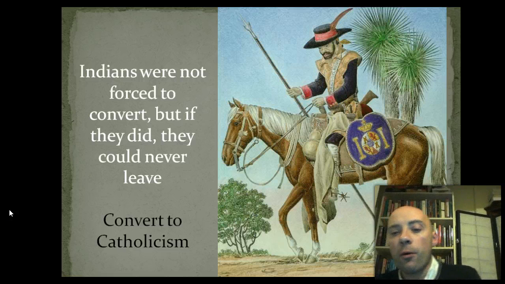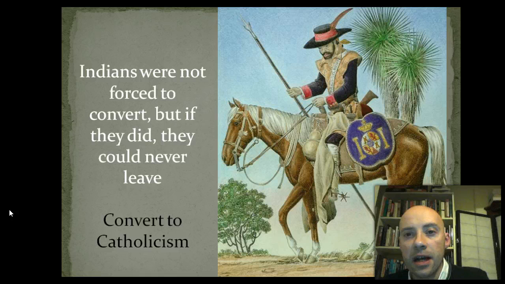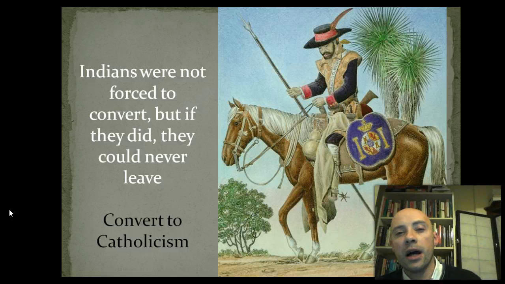So the Indians were not forced to convert, but if they did, they were unable to leave the Spanish settled areas. They were trapped, and the only way they could return would be to convert. But that said, they didn't really need to force the Indians to convert. A lot of them did on their own, because converting enabled them to have better treatment on the part of the European colonists.